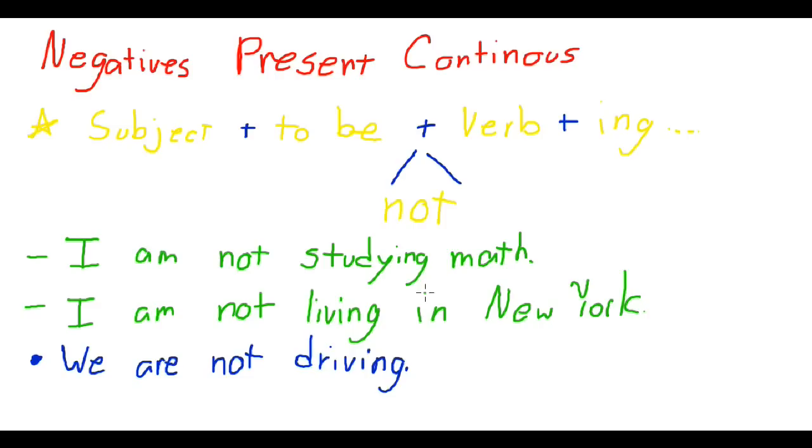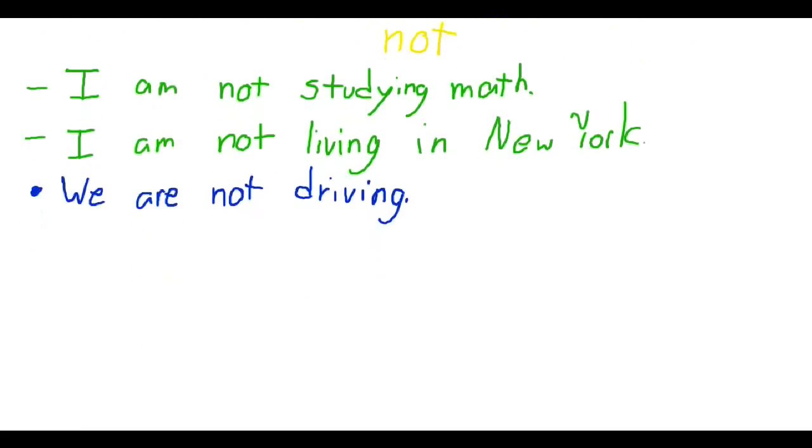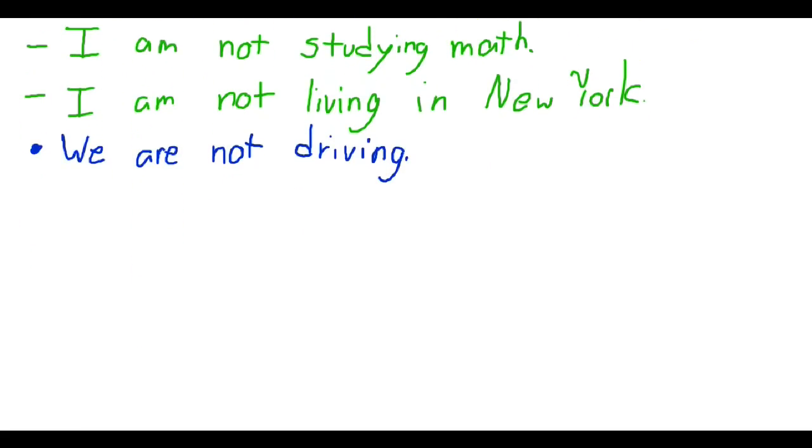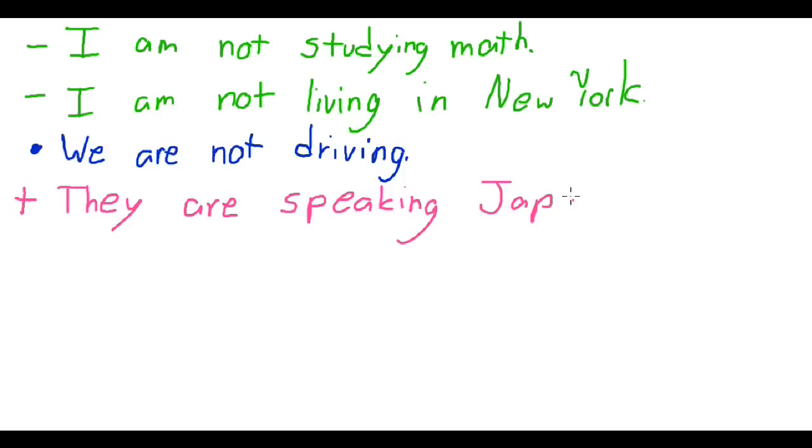Okay, it's very similar. But just to compare, let's look at an example in affirmative and present continuous. So I'll put a plus here so you know that it's affirmative. Okay. Let's say, I don't know, they are speaking Japanese. Okay, they are speaking Japanese. Okay, so like I said here, that is affirmative, that is positive.